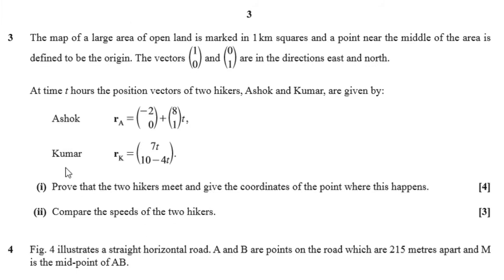Question 3. The map of a large area of open land is marked in 1 kilometer squares, and a point near the middle is defined to be the origin. The vectors 1, 0 and 0, 1 are directions east and north, so it's practically just x and y coordinates, and we're dealing with vectors here. At time t, the position vectors are given by this and that. Prove that the two hikers meet, give the coordinates of the point where they meet, and also compare the speeds of the two hikers.